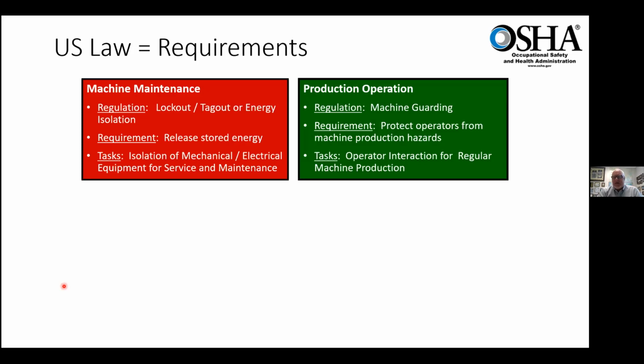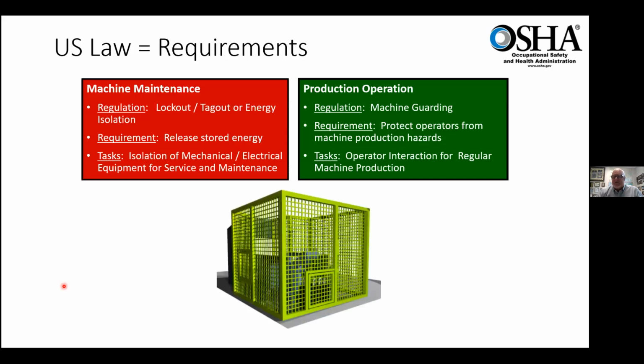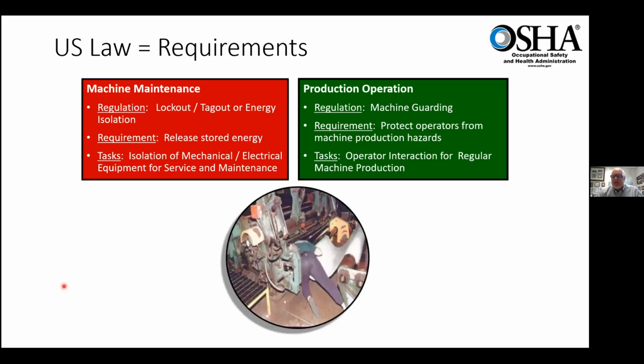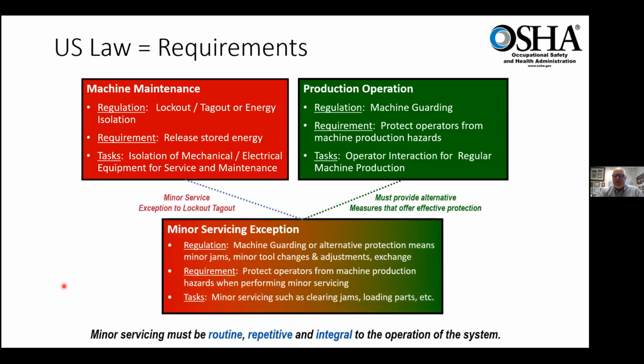The realization came about that wasn't altogether as safe as possible, because if we implement lockout, tagout, and guarding to the nth degree, we end up with a machine that looks something like this. It's somewhat inoperable, and it doesn't take into the realities that people do need to have access to these machines to run them. So the rules came about. There was an exception to the rules, and this is what we term the minor servicing exception. That had some specific requirements.